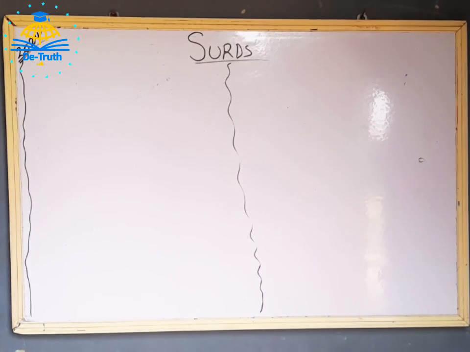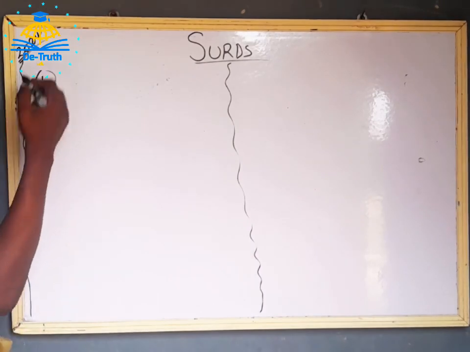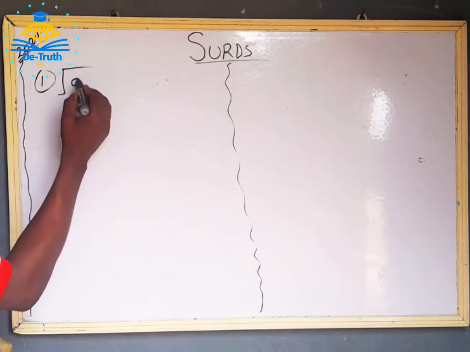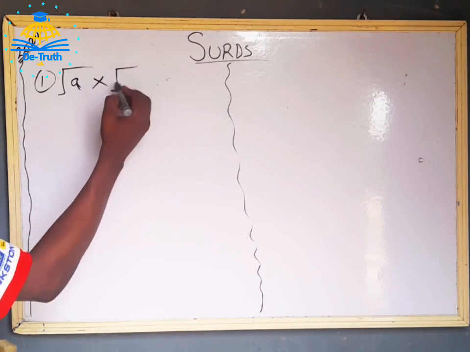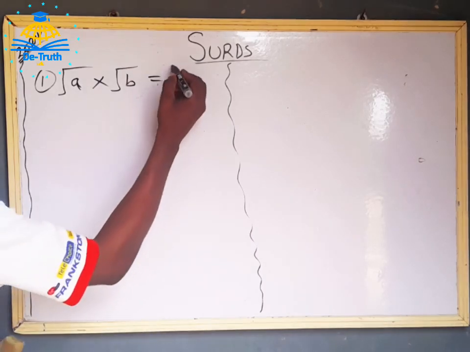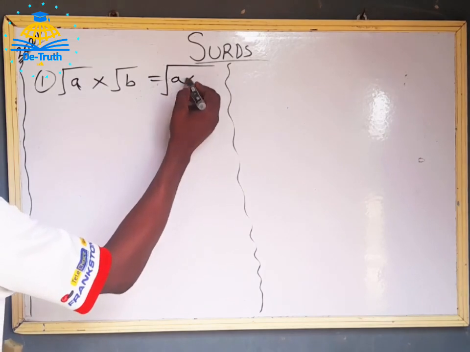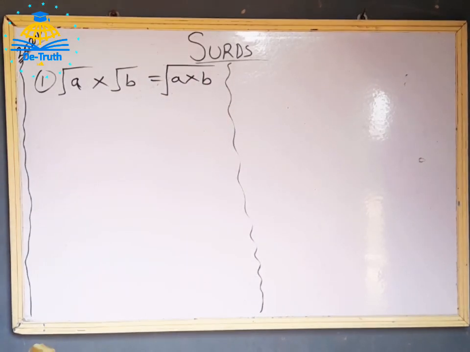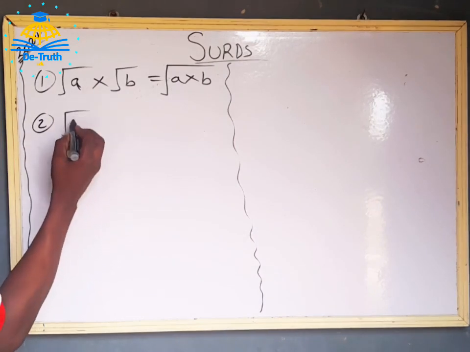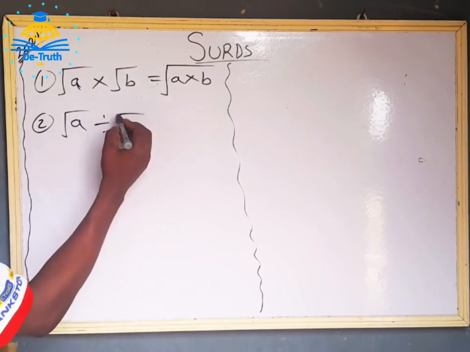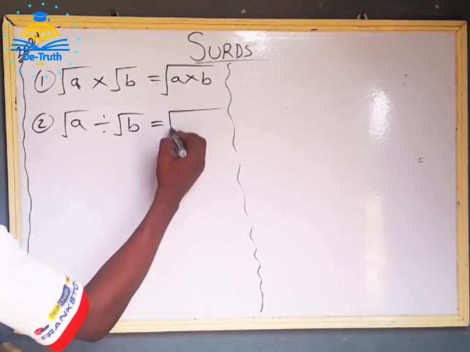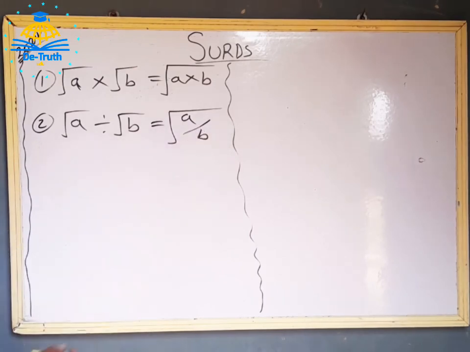Basically, we have just 2 rules of SURD. The first rule is the multiplication rule. That is when we have root A multiplied by root B, what we have is simply the root of A multiplied by B. Likewise, the second rule, which is the division rule: root A divided by root B is simply the root of A divided by B.